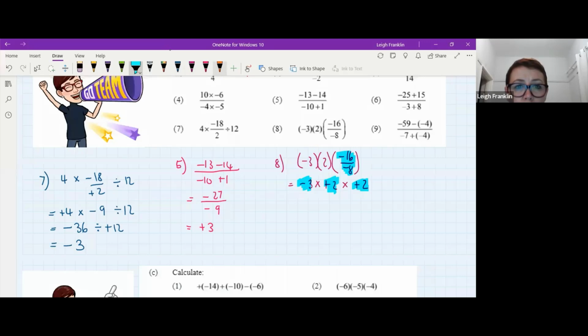So now you can do a couple of things. You can first work out the sign if you like. You can say a negative times a positive is a negative, and a negative times a positive is a negative. And then you can say 3 times 2 is 6, and 6 times 2 is 12. Or if you wanted to, you could say -3 times +2 is -6, and you've still got to multiply that by +2. So negative times a positive is a negative, and 6 times 2 is 12. It would be exactly the same thing. Yes, ma'am. Thank you, ma'am. Okay, no problem.